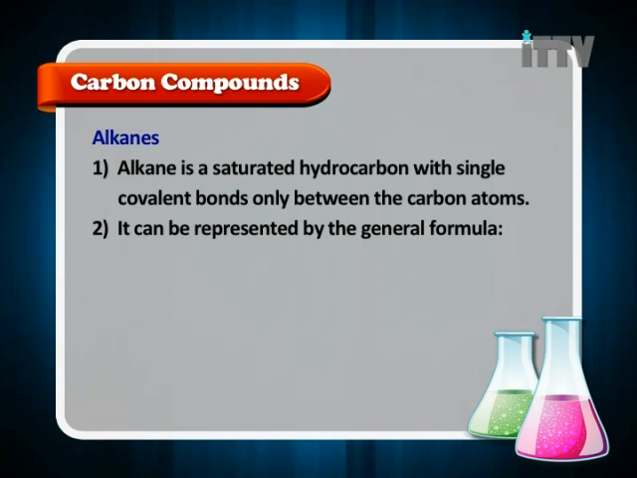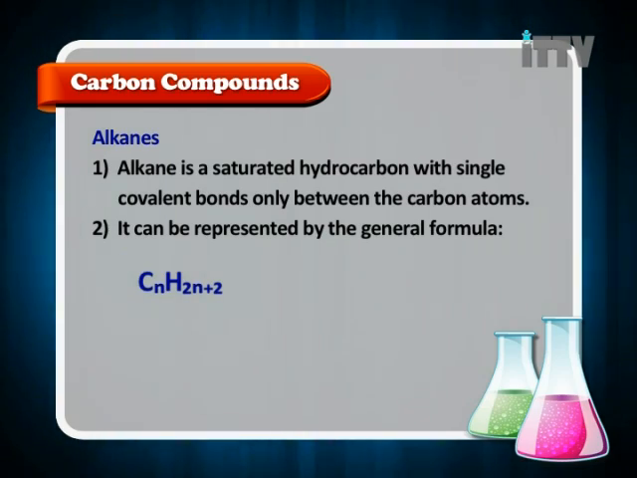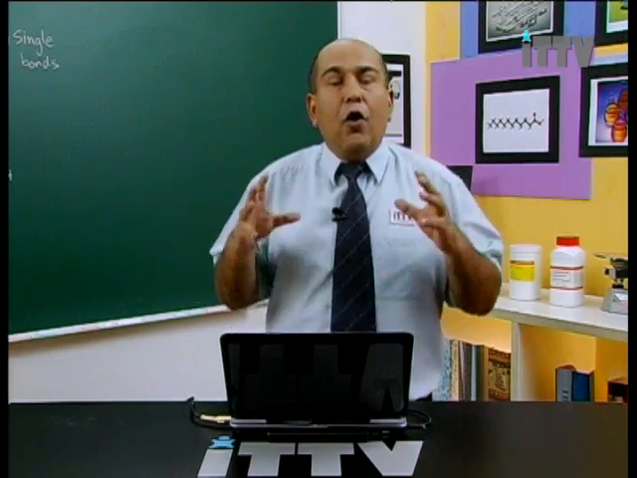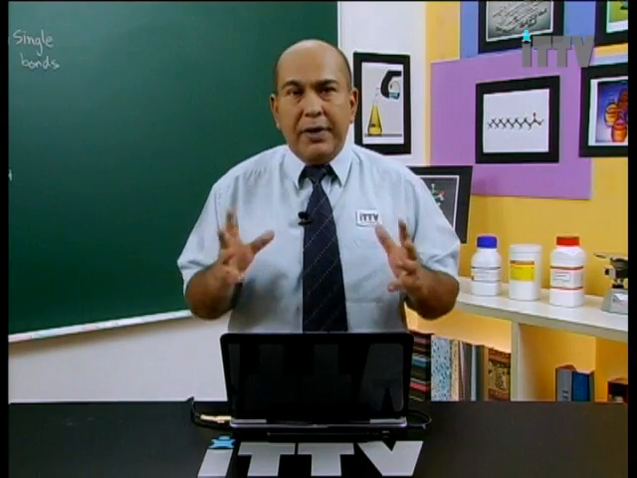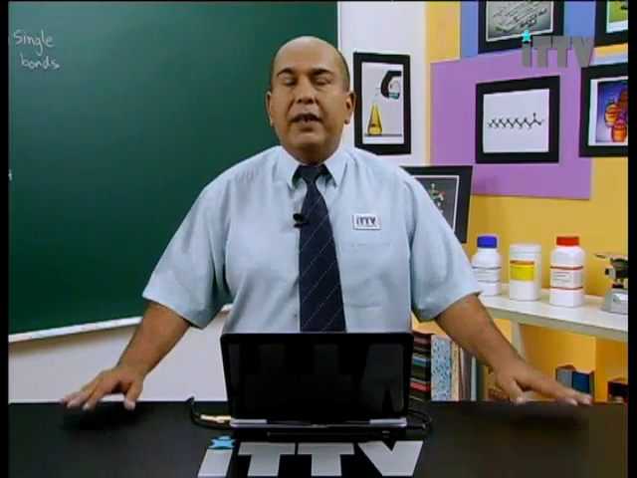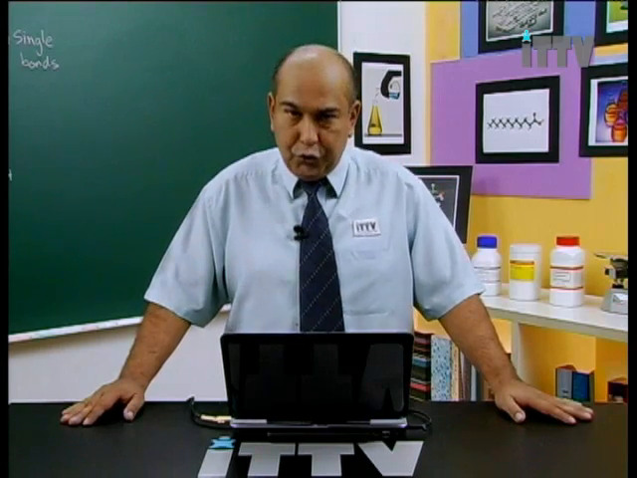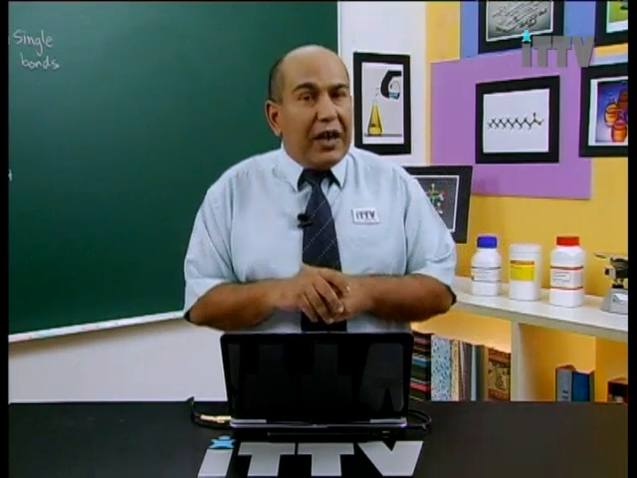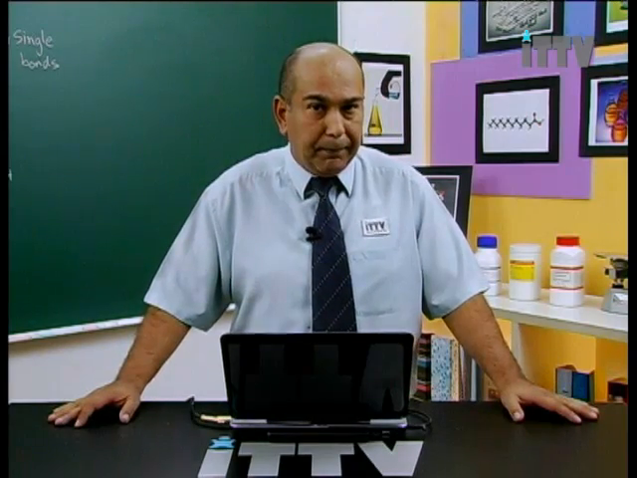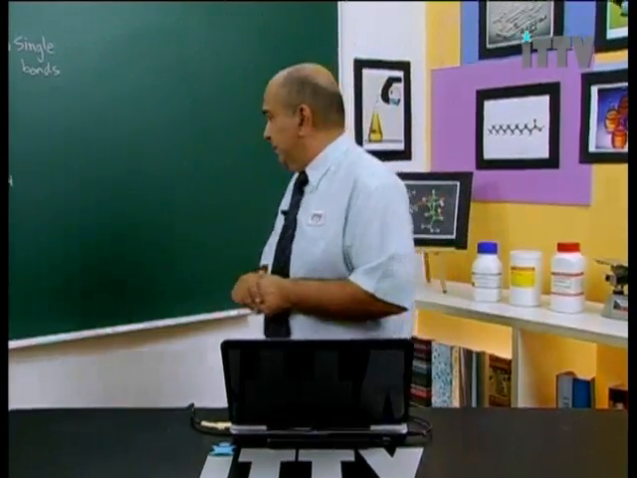Alkanes can be represented by the general formula CnH2n+2. So our saturated hydrocarbons form a family of carbon compounds known as the alkanes. The alkane family has a general formula CnH2n+2. They have a functional group which is the carbon-carbon single bond only. Let's go up to the board and write this down and write down the general formula.